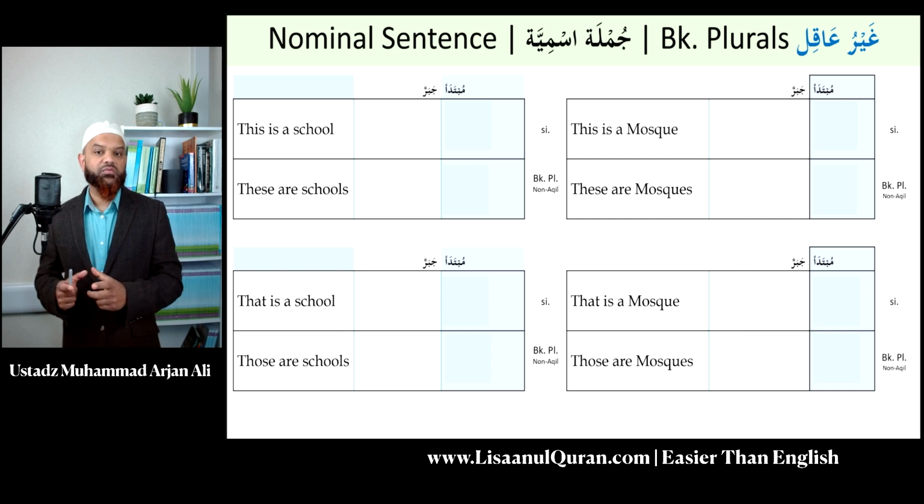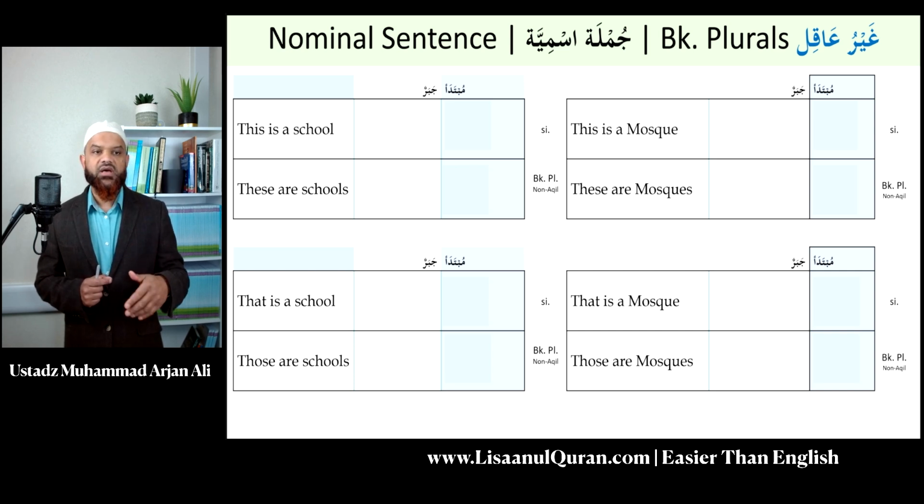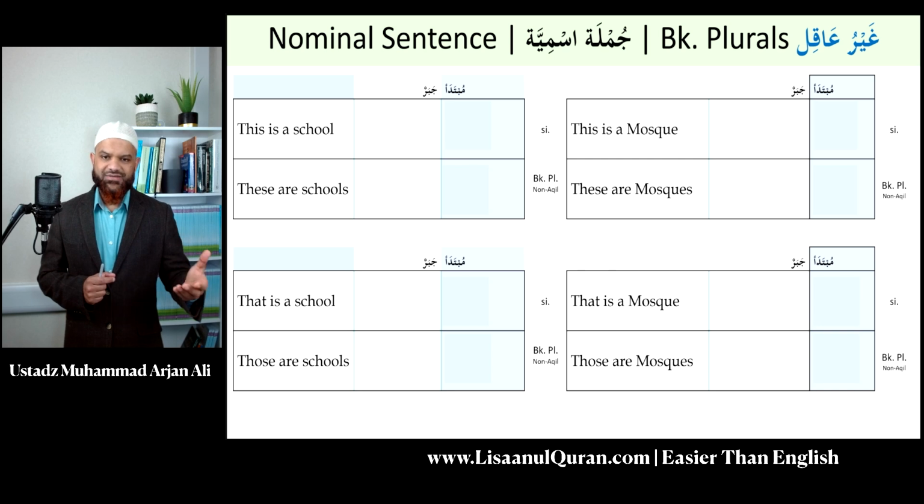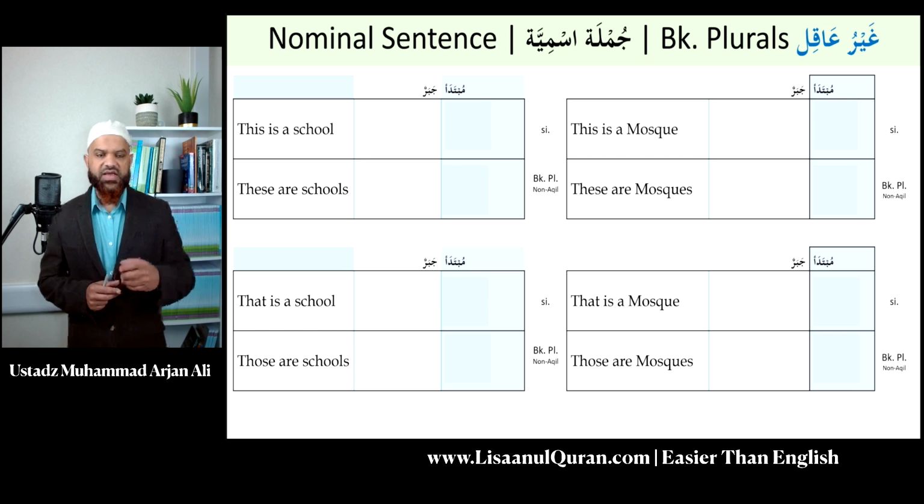Remember, we mentioned broken plurals before, and I said we're going to come back to it again and again. The most important thing to remember about broken plurals is that they are normally treated as singular feminine, especially all the ghayru aqil, the nouns that refer to non-human, non-angel, and non-jinn, meaning human, jinns, and angels excluded. Anything else, they're called ghayru aqil in Arabic, and they are treated always as singular feminine.